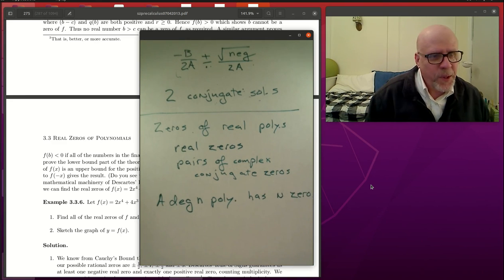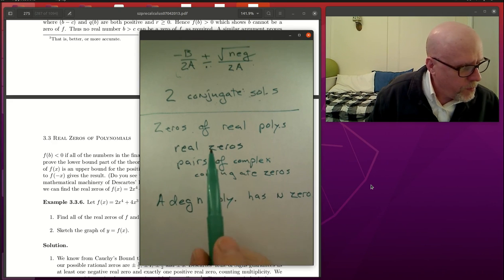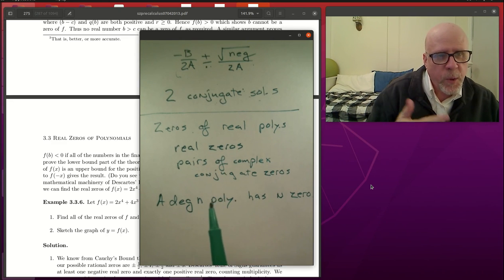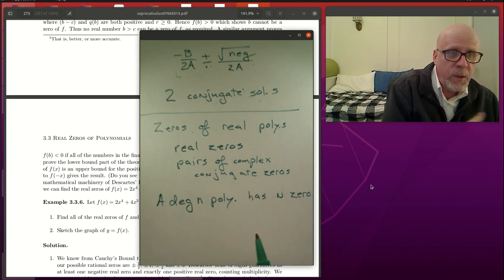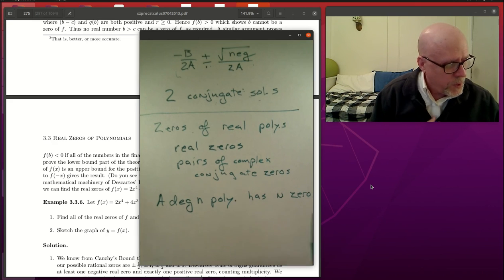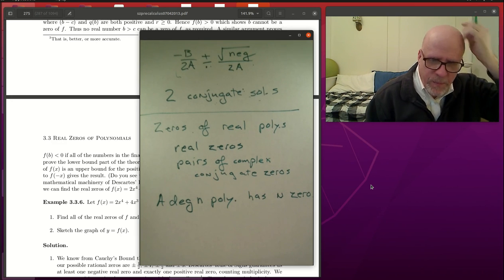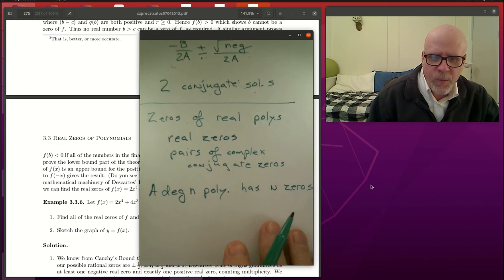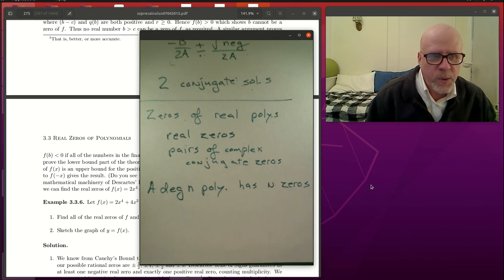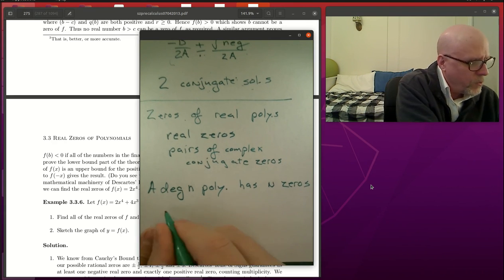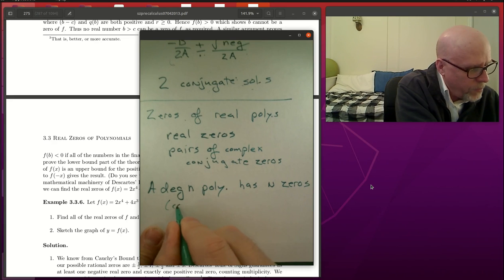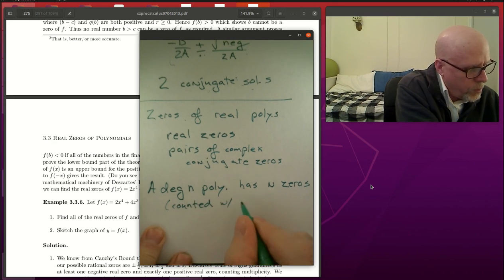Okay, one other issue that may come up. If you have a real zero that occurs with multiplicity, you've got to count it with that multiplicity. But basically, this is right next to being true. It's just, okay, I'll make it true. We'll just put in a parenthetical remark that says we need to count them with multiplicity.